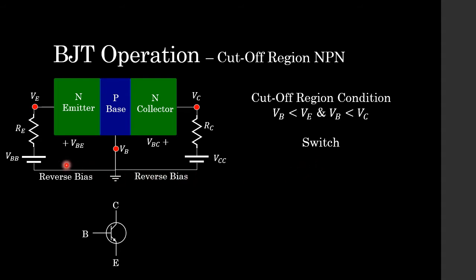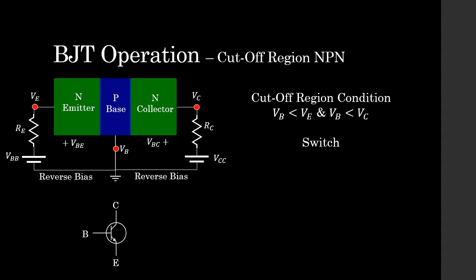So in order to operate in the cutoff region, we know that this NP junction between the emitter and the base has to be reverse biased, which means the voltage at the emitter terminal must be greater than the voltage at the base terminal. And of course, at the next PN junction between the base and the collector, we also need to have it reverse biased, so the voltage at the collector terminal needs to be greater than the voltage at the base terminal. So basically, we just reverse bias both of our PN junctions to get us operating in the cutoff region.